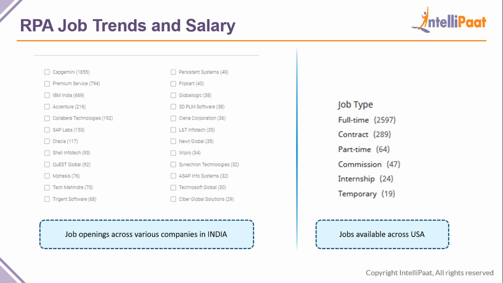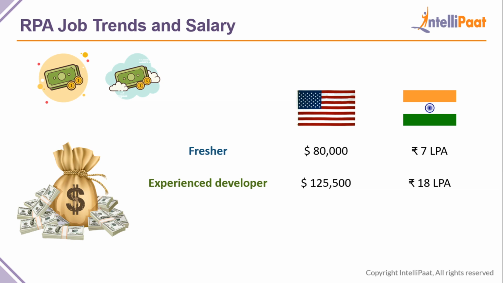If you look at the companies on the left hand side, you see Capgemini, IBM, Accenture, SAP, Oracle, Shell. All of these are multinational companies which are hiring RPA developers, which tells you that these companies see the future in RPA. That's why they are investing right now. So RPA is the future. And talking about the salary, which is the main agenda of this.